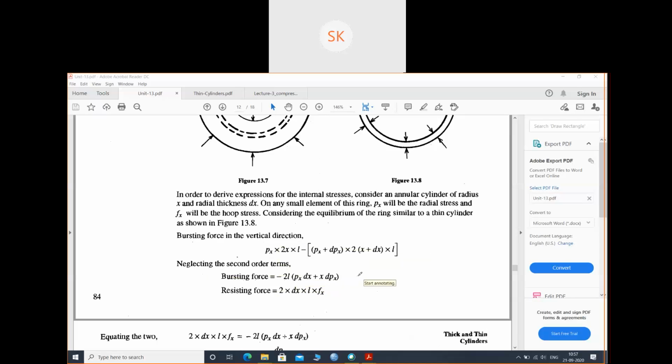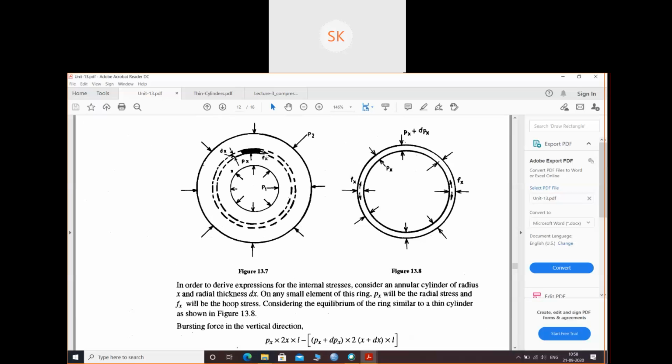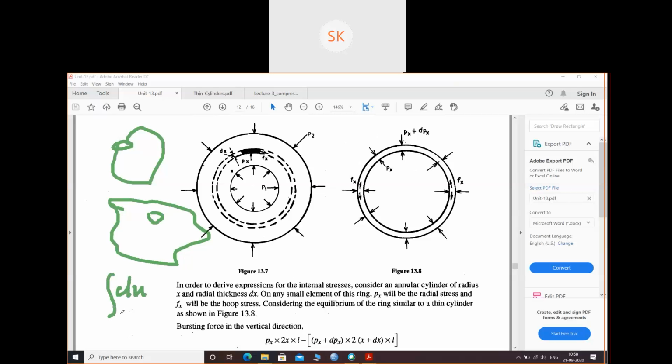Px is your radial force. They have considered a section here. What we generally do is, suppose this is an irregular shape area and we have to find the stress over the whole area. You take a small part, just like dx, then integrate that part from 0 to the whole area, suppose A, and you get the stress on the whole area.